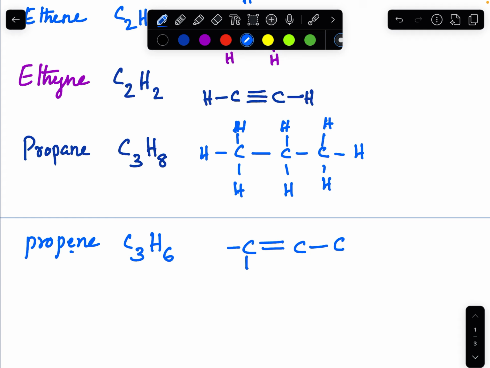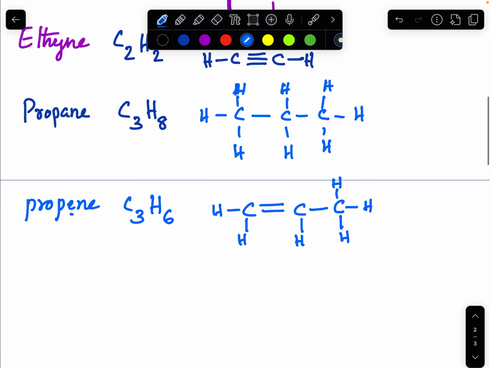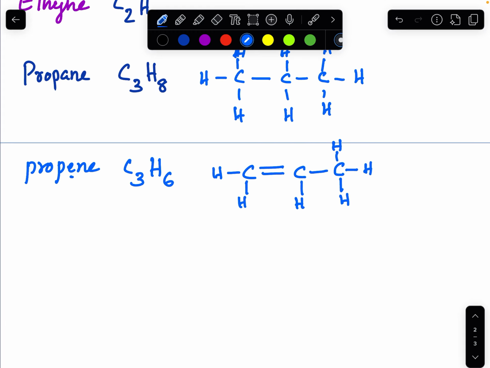Now this carbon already has 2, then 2 more. This one has 3, there is 1 more. This one has 1, there is 3 more. Fill that with hydrogen. Some people will find this easy, or some people will like the other method. Try both. Okay, so that is a double bond. Count the atoms and check whether it is correct or not.